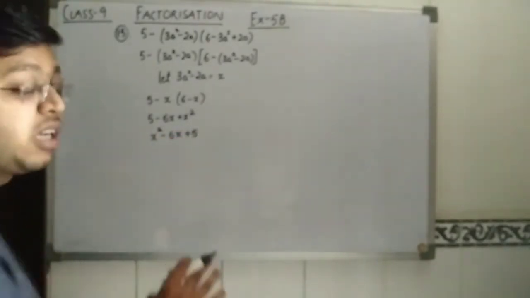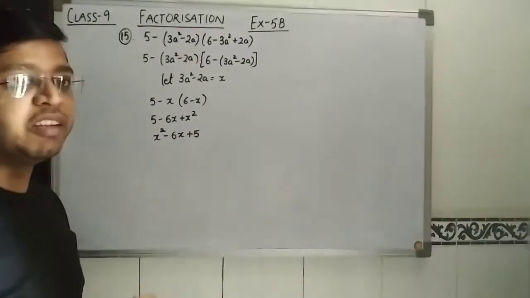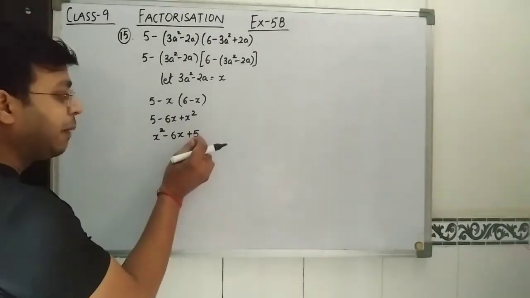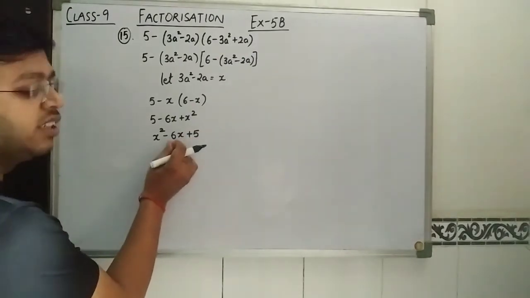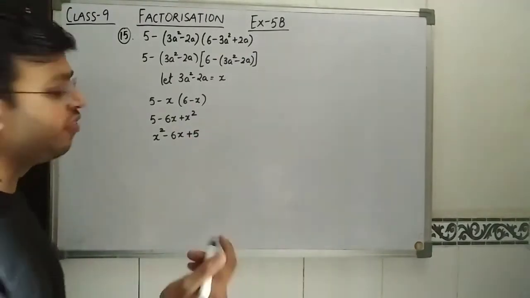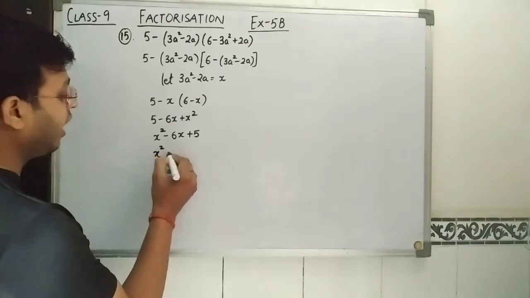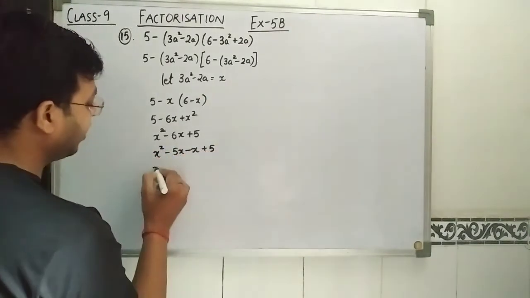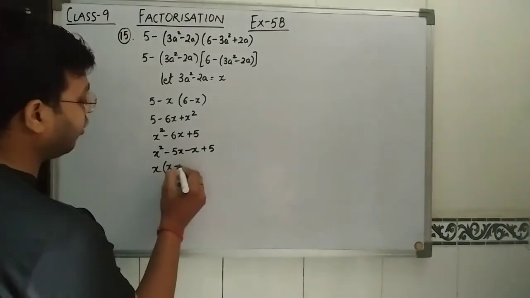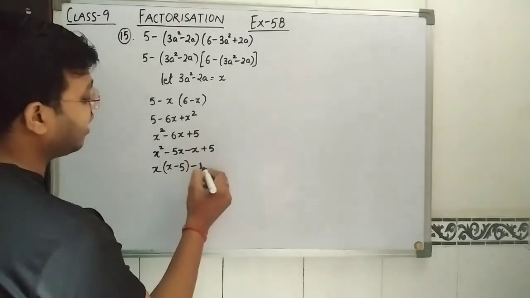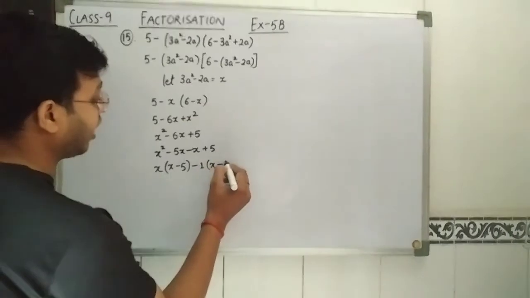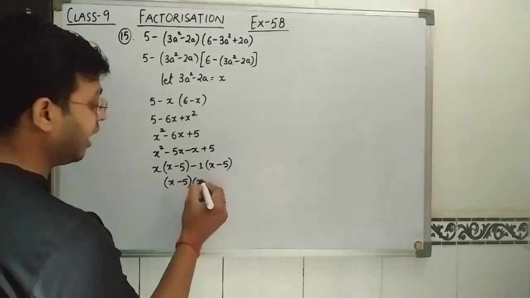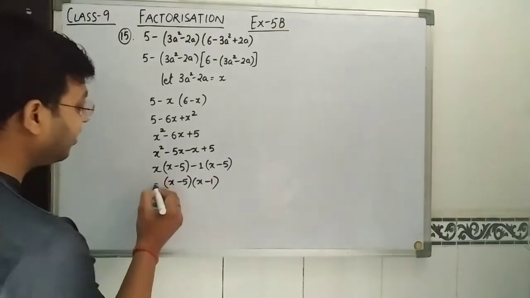Now this question has become similar to the previous questions. We have to think of two numbers whose multiplication is 5 and whose addition is 6. Those numbers will be 5 and 1. So x square minus 5x minus x plus 5. In the first two terms, x is common, so x minus 5. In the last two terms, we take 1 as common, again x minus 5. So x minus 5 in the first bracket, x minus 1 in the second bracket.